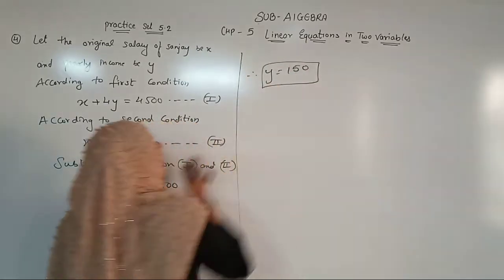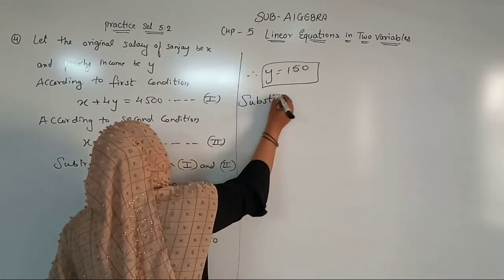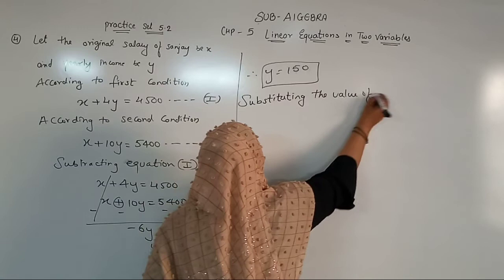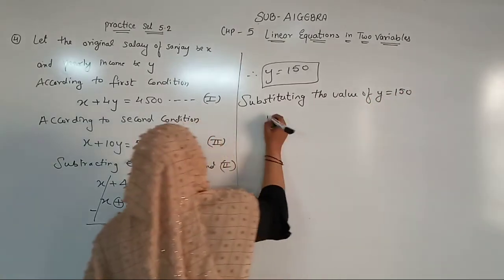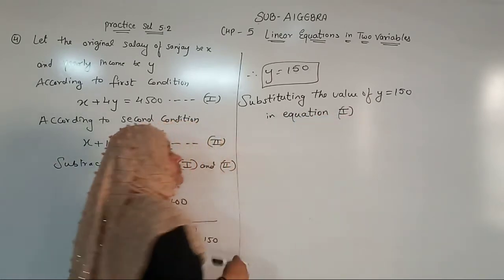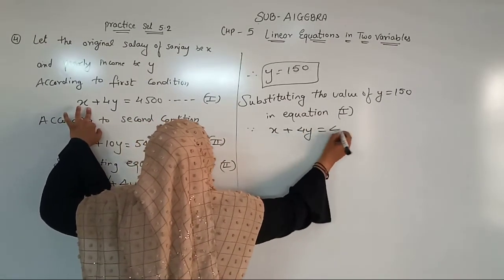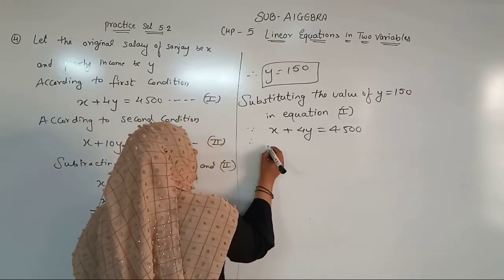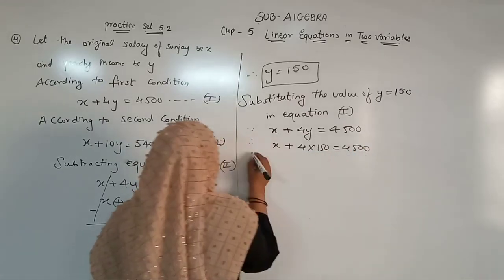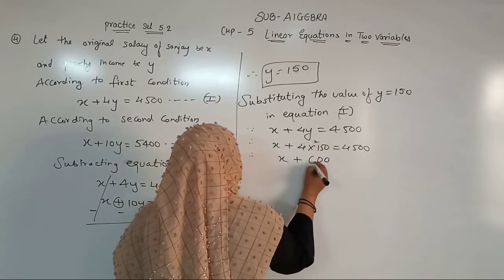Now if I get y, I can find the value of x also. So I will write: substituting the value of y equals 150 in equation number 1. I have two equations, you can put it in anywhere. So my first equation is x plus 4y equals 4,500. Where I have y, I will put 4 into 150, that is 600.